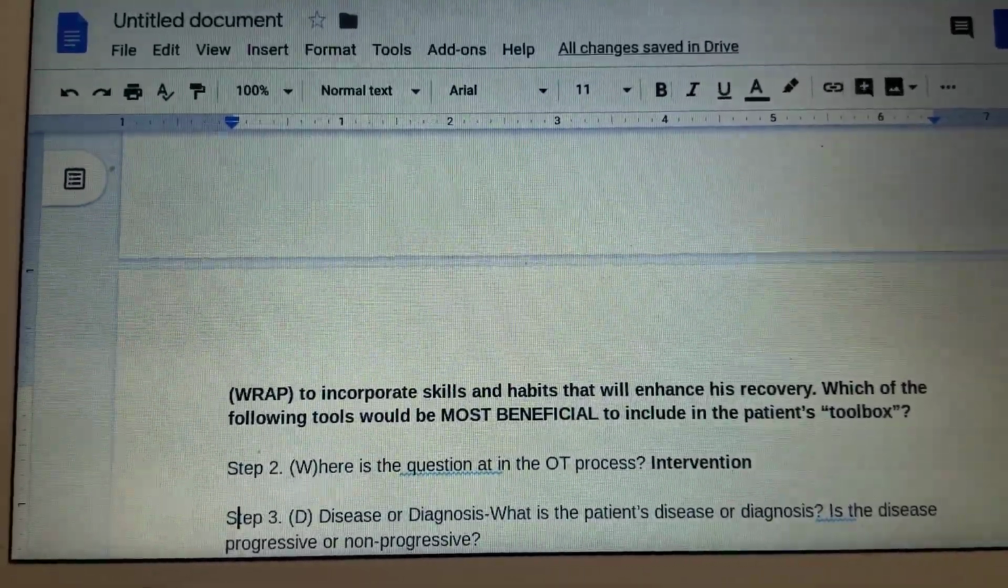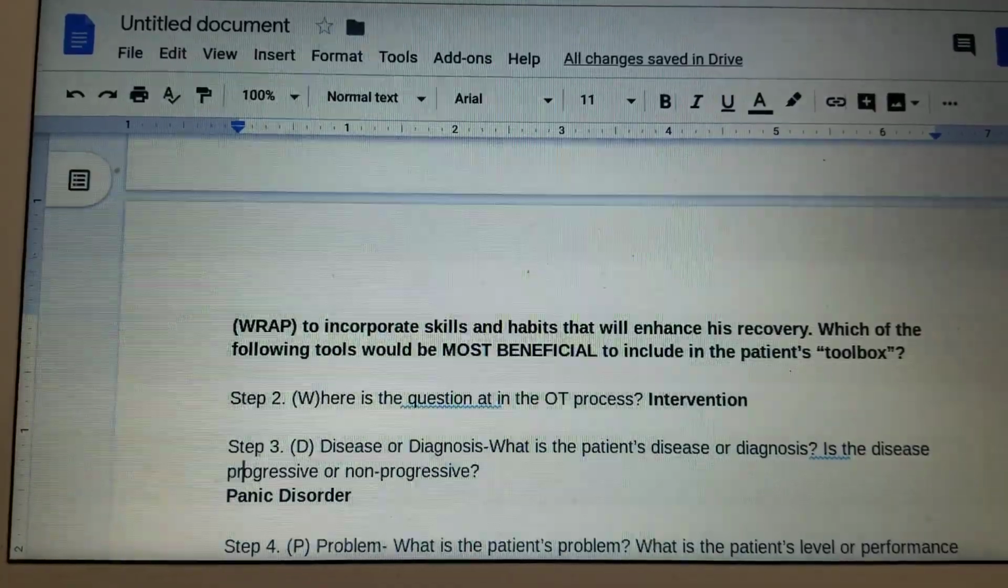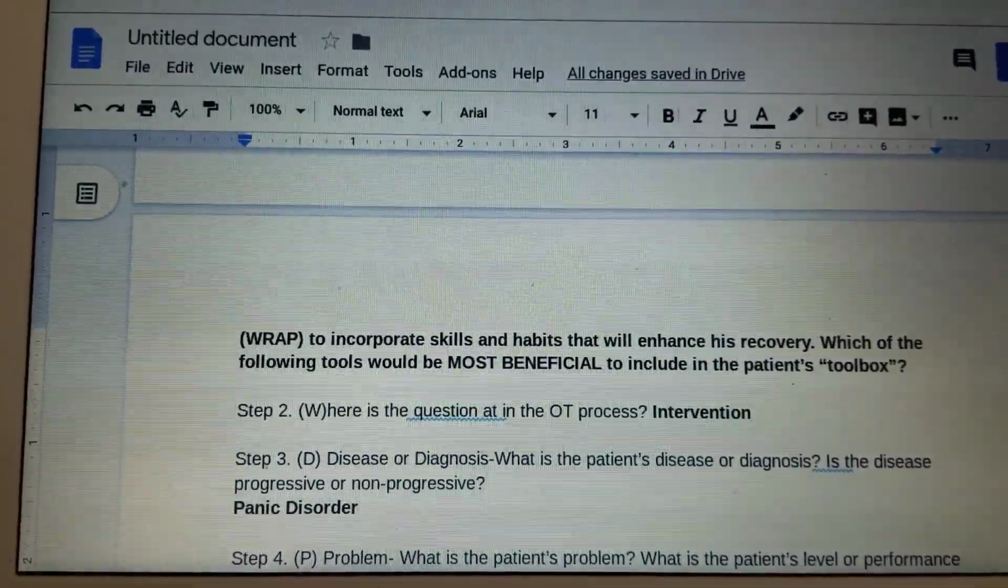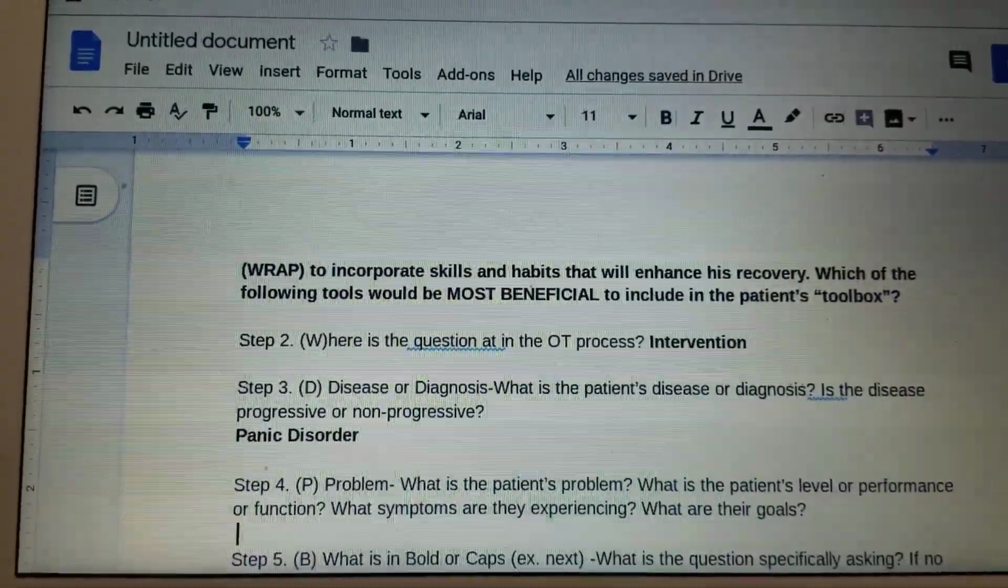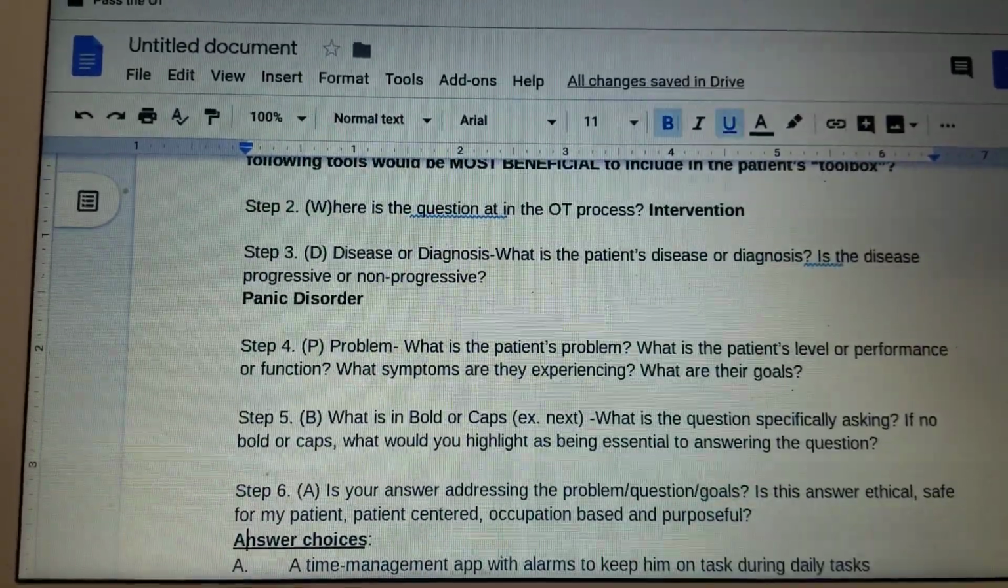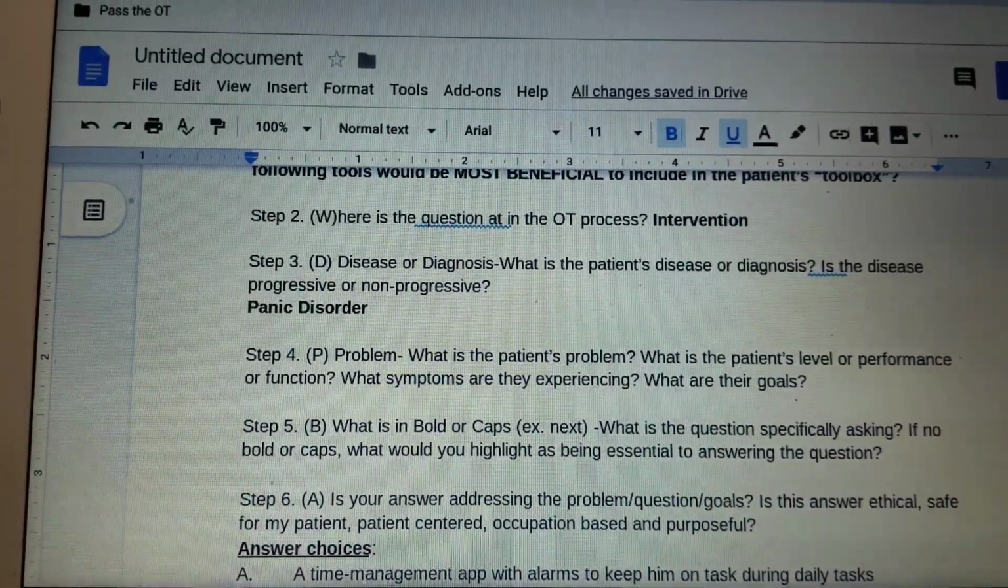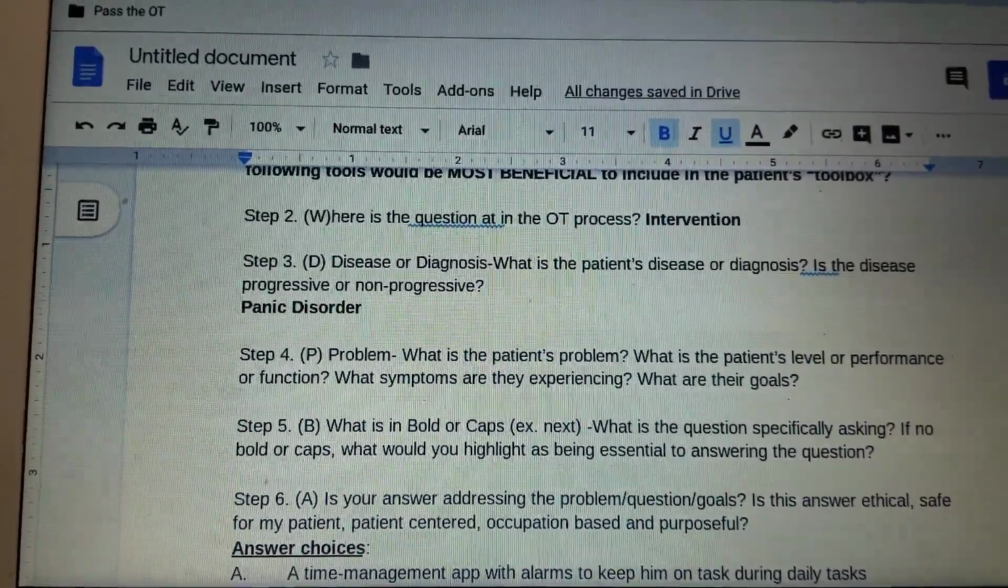Okay, so after step 1, which is read the question carefully, step 2 is W. Where is the question at in the OT process? Well, you know it's in the intervention stages. Step 3, disease or diagnosis. What is the patient's disease or diagnosis, and is the disease progressive or non-progressive? Well, you know it's a panic disorder.